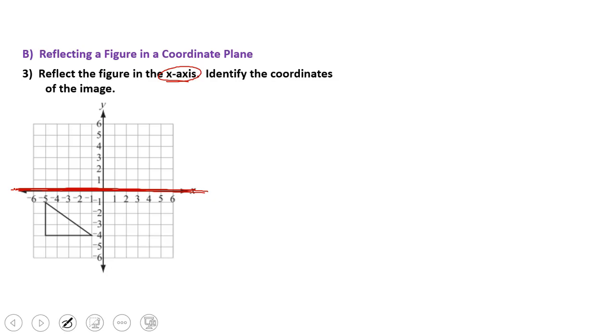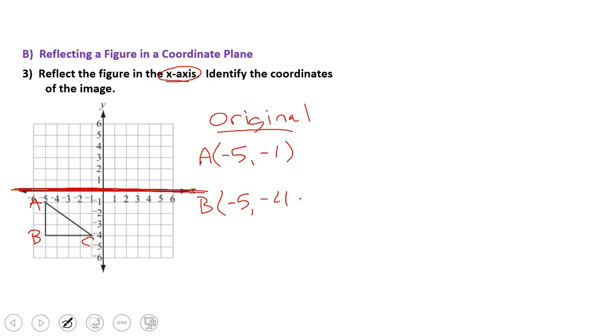All right, so I know that, and what I don't like about this example is that it's not labeled. So I'm going to label real fast. I'm going to go A, B, and C, and I'm going to write down my original coordinates. A is -5, -1, B is -5, -4, and C is -1, -4. Oops, -4. All right, so there we go.